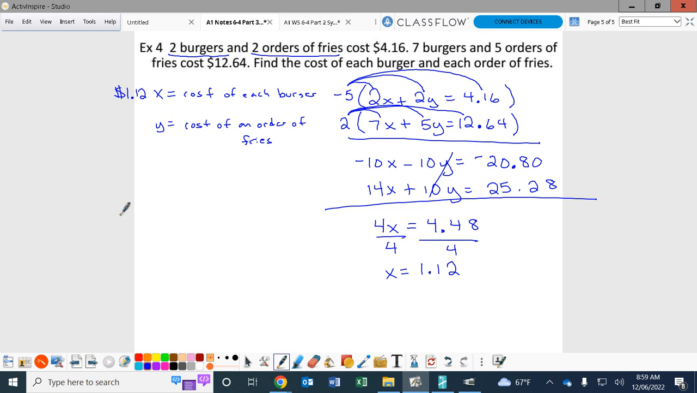It does not make any difference which one you plug it back into, but because the first one has the smaller numbers, I'm going to use the first one. 2 times 1.12 plus 2y equals 4.16. Does anybody have a question about why I plugged it in where I did? Anything about it? Why there's a 2 in front of anything about this process at all on that plugging back in?